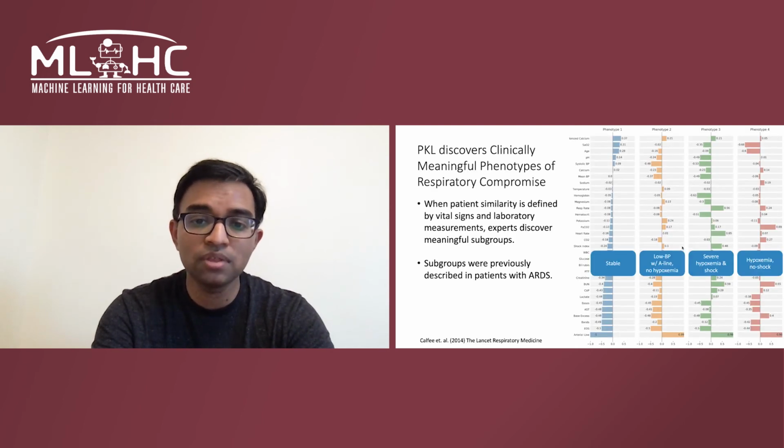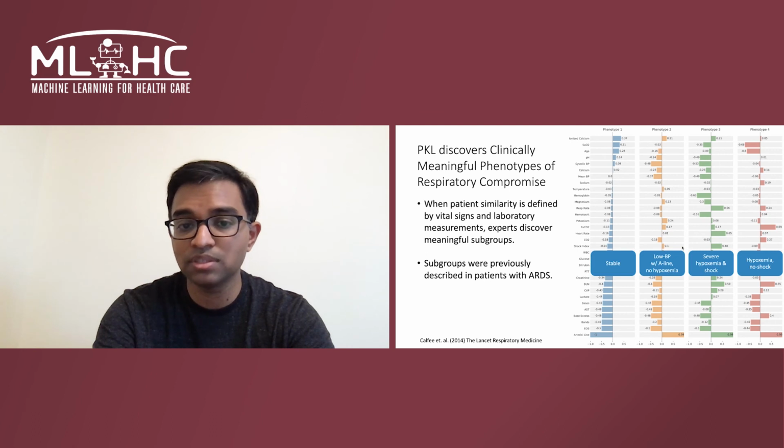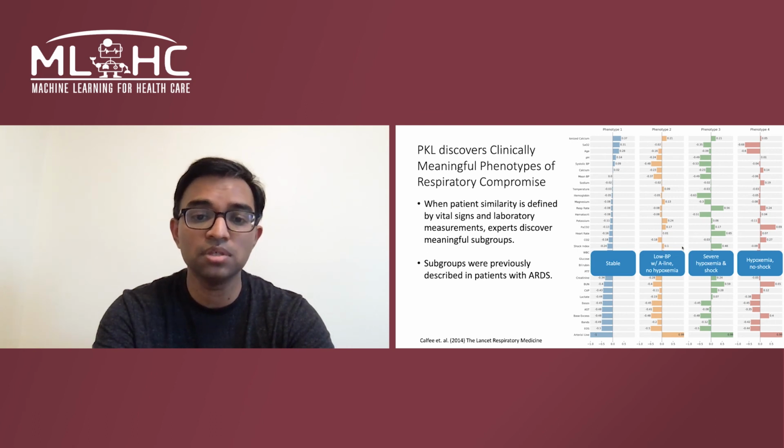We also show that PKL can be used for cohort discovery. When patient similarity is defined by vital signs and laboratory measurements, the PKL model discovers clinically meaningful phenotypes when predicting hypoxemia. Remarkably, these subgroups have also been described in patients with acute respiratory distress syndrome.